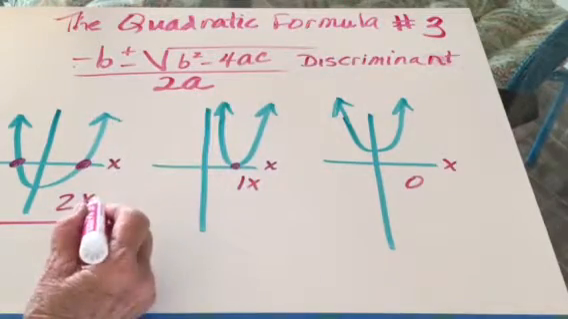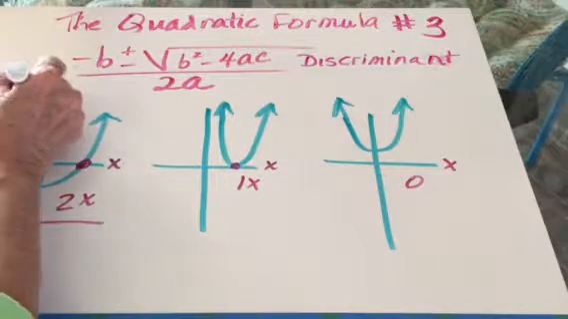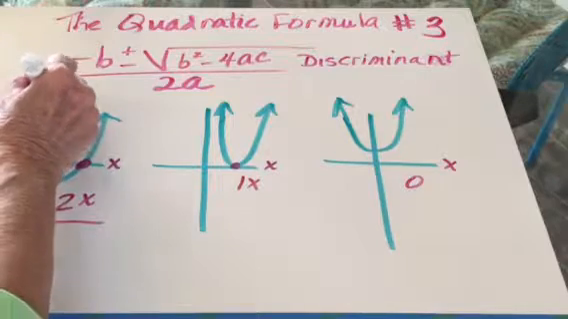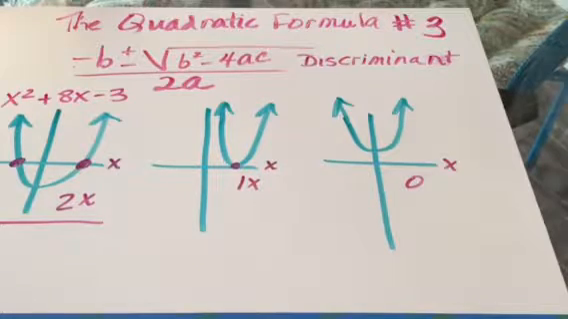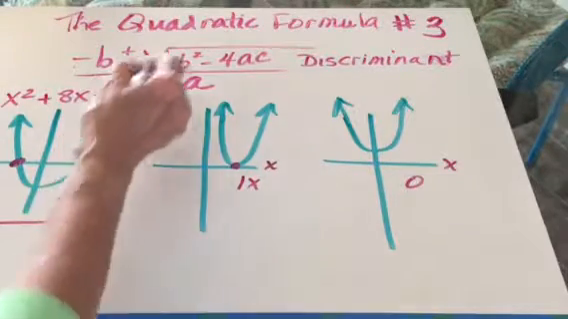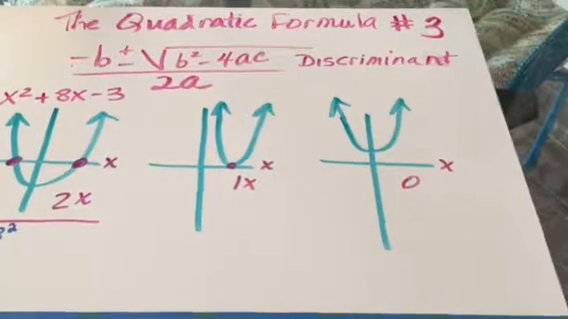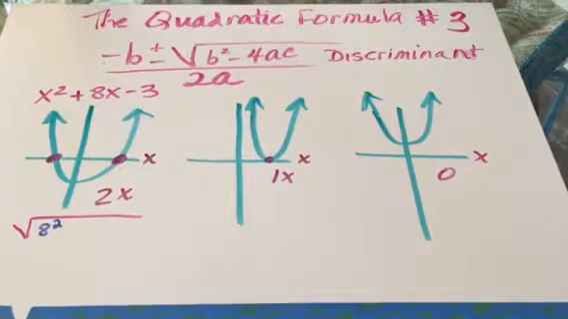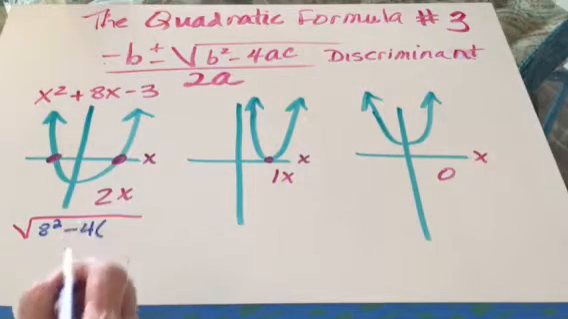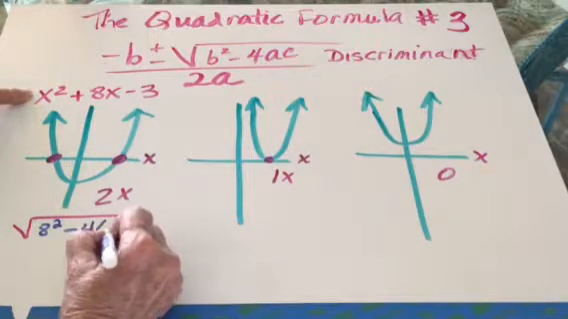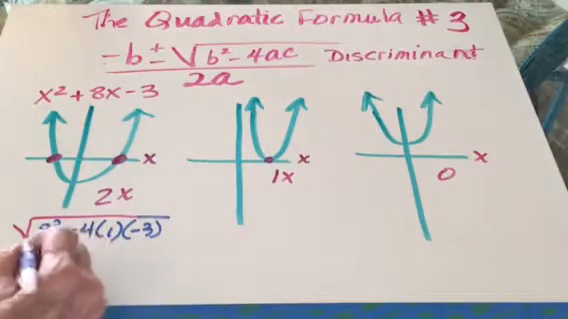b squared minus 4ac. So let's say we have an equation like this: x squared plus 8x minus 3. Now we're just going to plug in the b squared. So that's going to be 8 squared. We're putting in the b squared. Now minus 4 times a. What's a? 1. What is c? Negative 3.